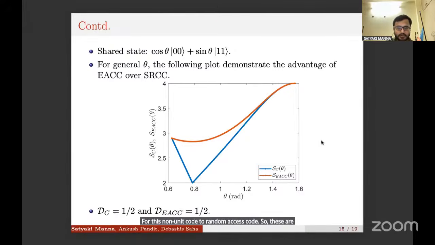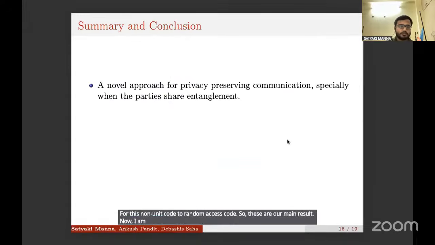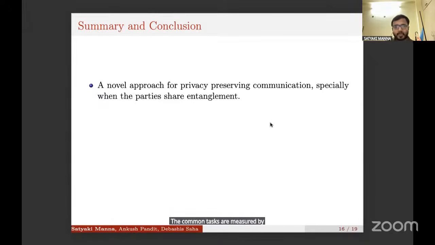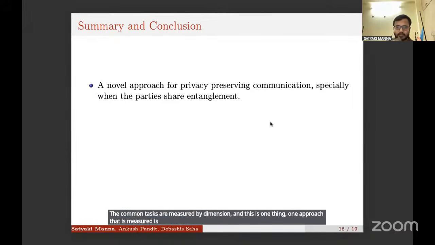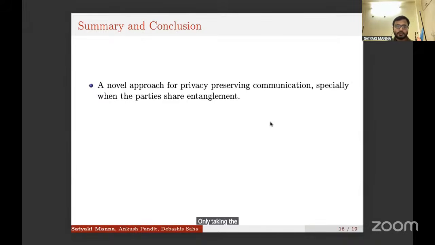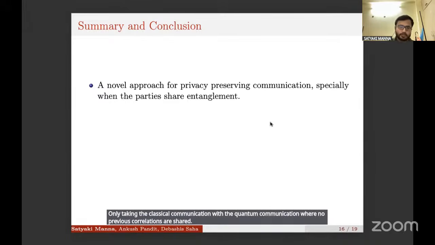So these are our main results. Now I am concluding our talk. It's a new approach for privacy preserving communication tasks, especially when entanglement is shared. Traditionally, the common tasks are measured by dimension. One new thing here is that the measure is different. And with this distinct measure there are some previous papers, but they only take classical communication versus quantum communication where no prior correlations are shared. Here we introduce a prior correlation and find some interesting results.